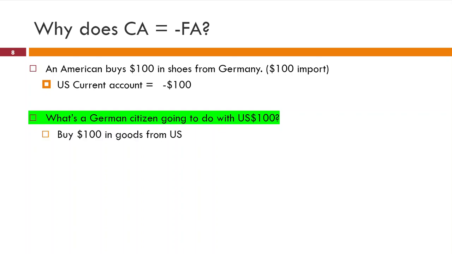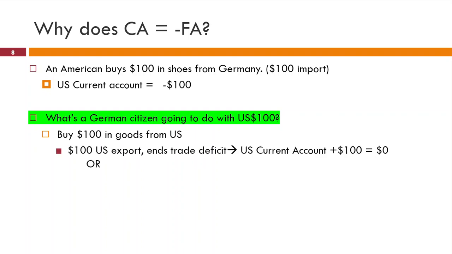The first thing he could do is buy $100 in goods back from the United States. But if he buys $100 in goods from the United States, then that's an export for the United States, and that would end the trade deficit. He would send the $100 back in return for goods. The current account, which had been negative, will now return back with a positive: negative 100 plus 100. The current account is back to zero.